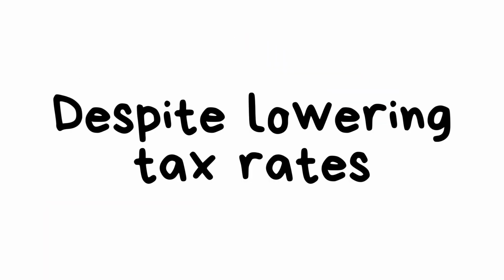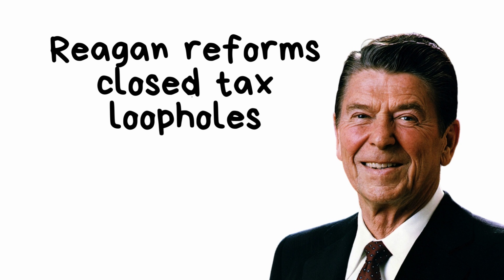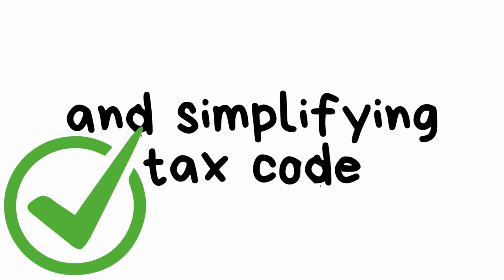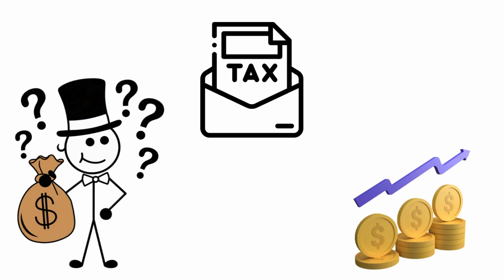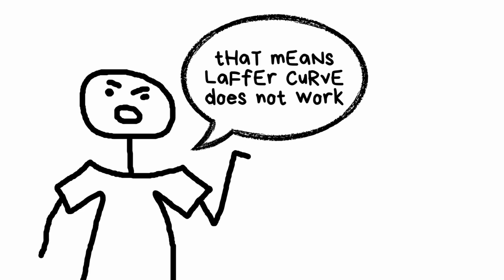And 2, despite lowering tax rates, Reagan's reforms closed tax loopholes by removing many deductions and exemptions, and simplifying the tax code, broadening the tax base, meaning more people were taxed on a wider range of income even though rates were lower. Some might say that means the Laffer Curve doesn't work.